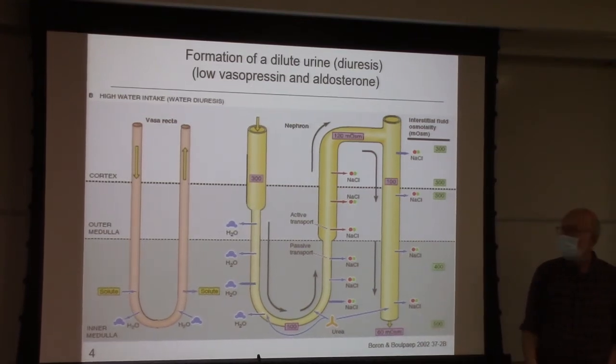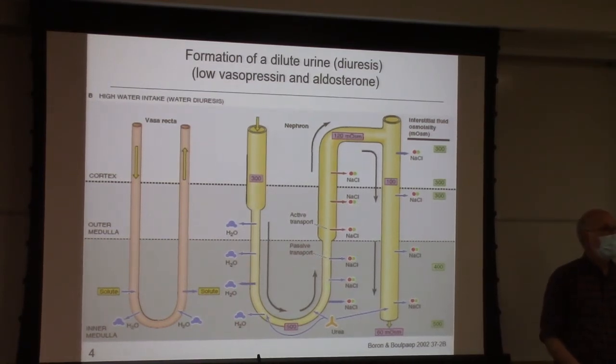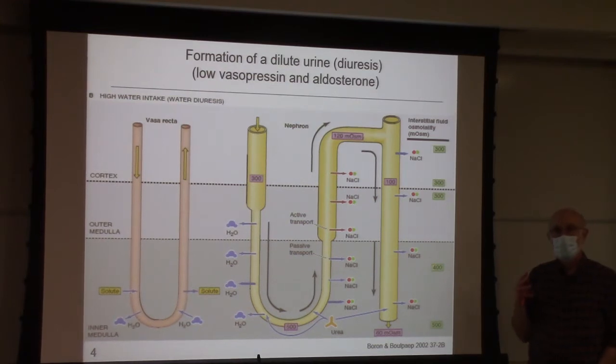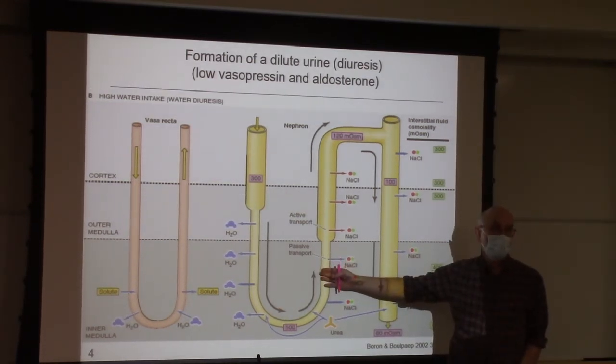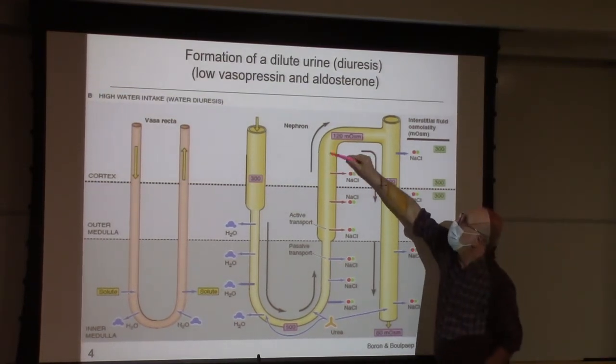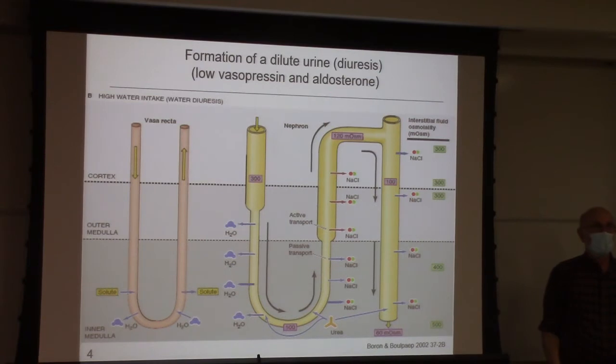You don't need to worry about the numbers. I'm not going to ask you what is the minimum osmolarity that we could produce, but that's about it. Okay, so in the hydrated state, low aldosterone builds a small gradient. Low vasopressin doesn't use the gradient, and the hypotonic fluid is excreted. Questions about what we're doing in the hydrated state?